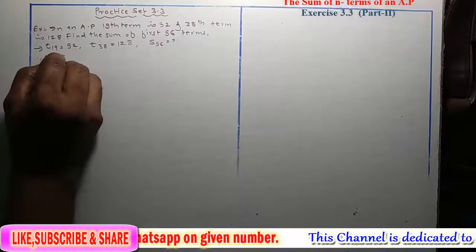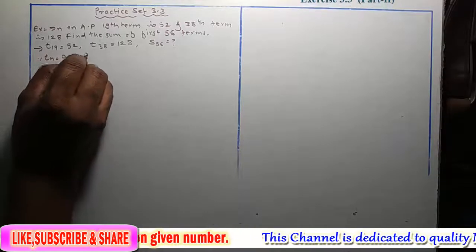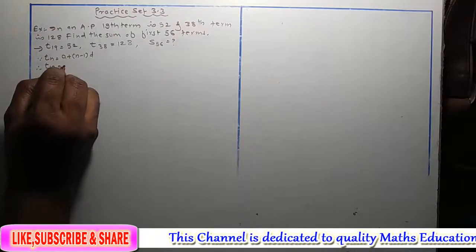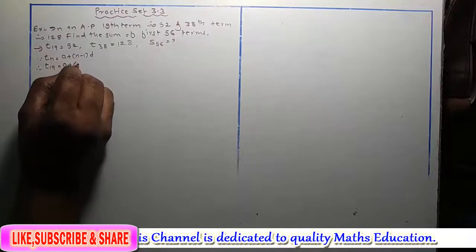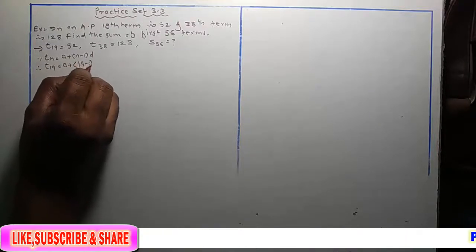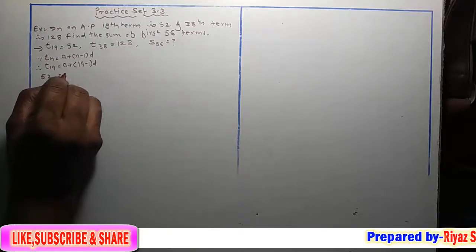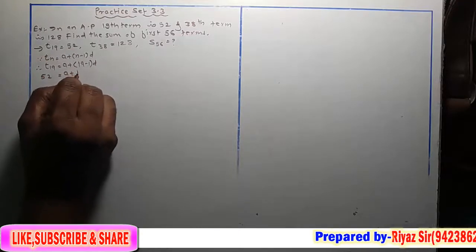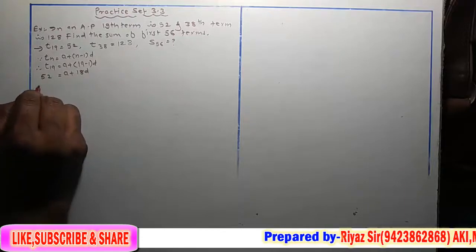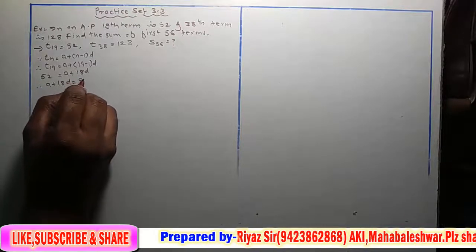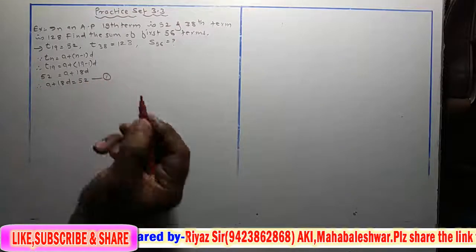Tn is equal to A plus n minus 1 into D. Therefore T19 is equal to A plus, the value for n is 19, minus 1 into D. Now T19 is 52, equal to A plus 19 minus 1, that is 18D, and therefore A plus 18D is equal to 52. This is equation number 1.